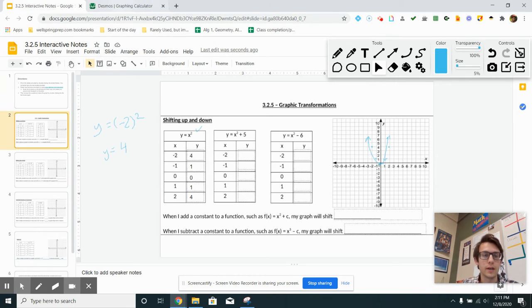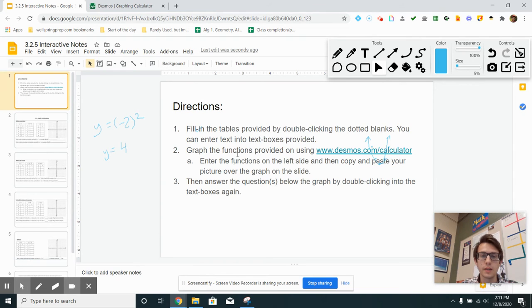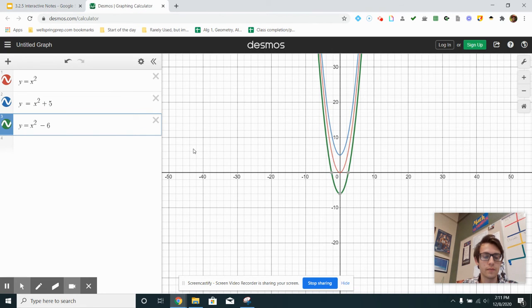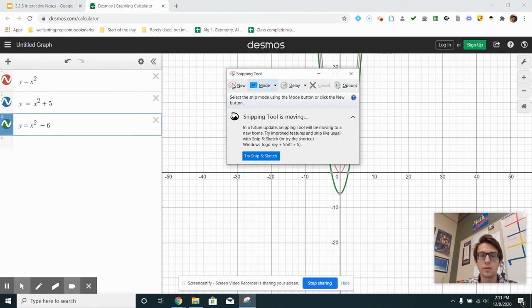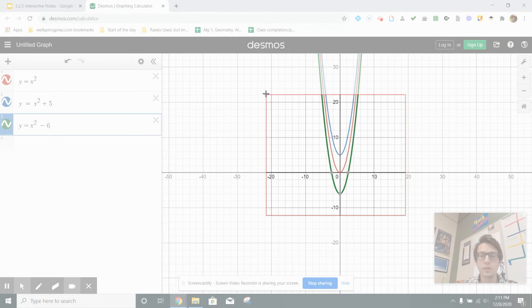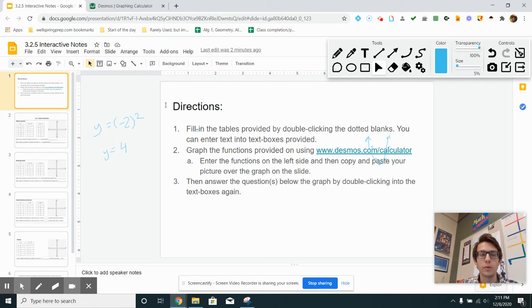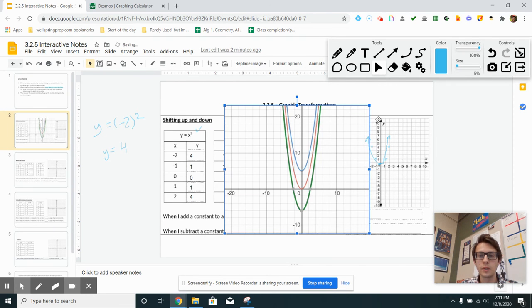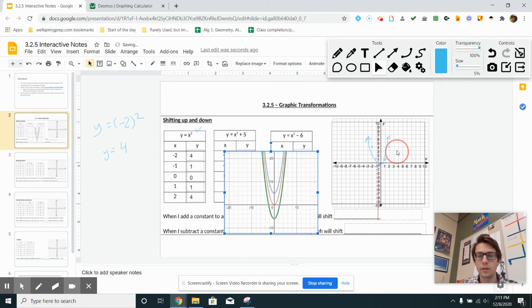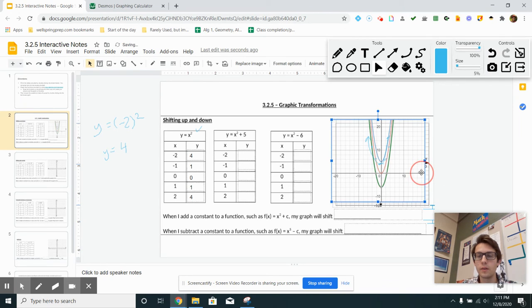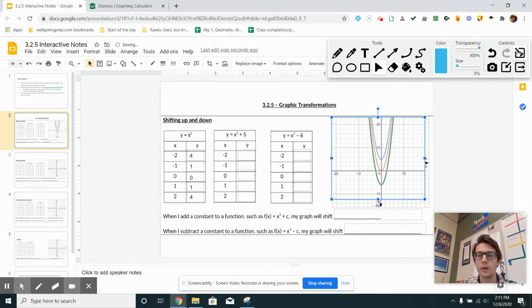And what I'd like you to do then, as I said, is graph the functions, enter the functions on the left side, then copy and paste your picture over the graph on the slide. So I can take a picture here. I have a snipping tool I can use to copy and paste a picture, or you can take a screenshot and link that. I'm going to use this picture, quick link it in, pop it over, and we're good to go.